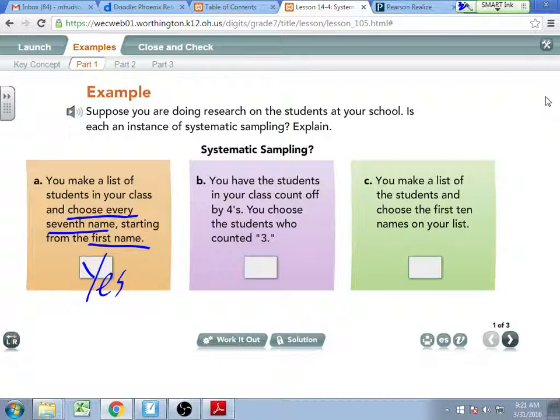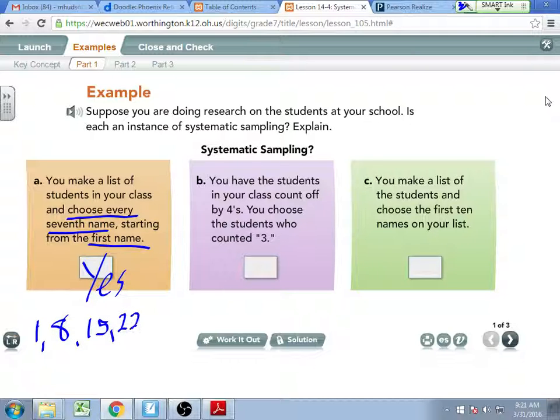And then you have to have a start point. You start from the first name. Now you could just start from the 7th name and then make it easy. It'll be multiples of 7. But if I start from the first name, then I would choose person 1. Who would be my next person? 8. Who would be my next person?